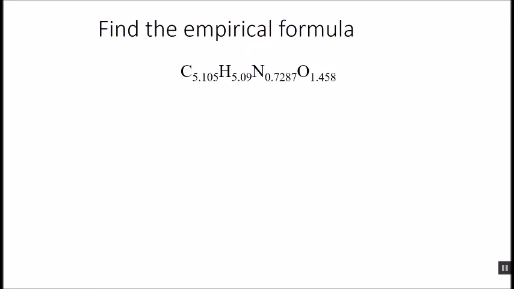So now we have something that looks a lot like a formula that we need. It's got all the elements and it's got moles for them. But an empirical formula, do you remember what an empirical formula is? It's the smallest whole number ratio. And what we have right now are not whole numbers. But we could get a whole number ratio if we divide every one of these moles by the smallest amount of moles. That would give us at least one whole number.